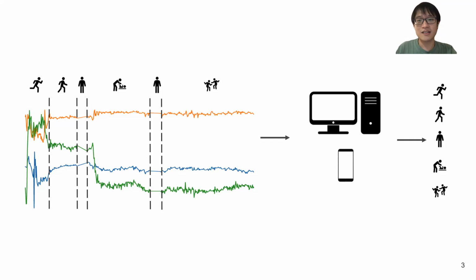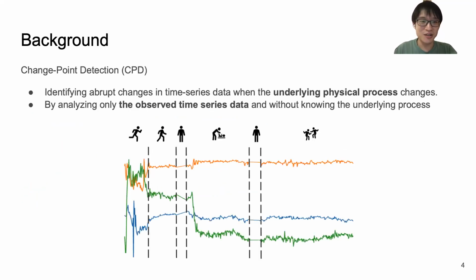So I told this idea to Professor Wei, and he said, wow, it's change point detection. So what is change point detection? Change point detection is the problem of identifying abrupt changes in time series data when the underlying physical process changes, by analyzing only the observed time series data and without knowing the underlying process.